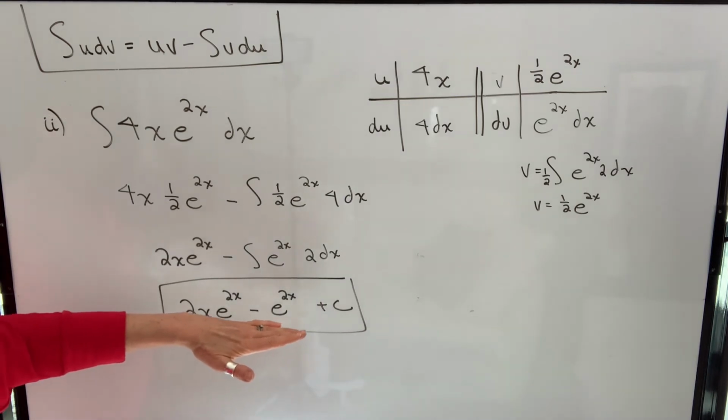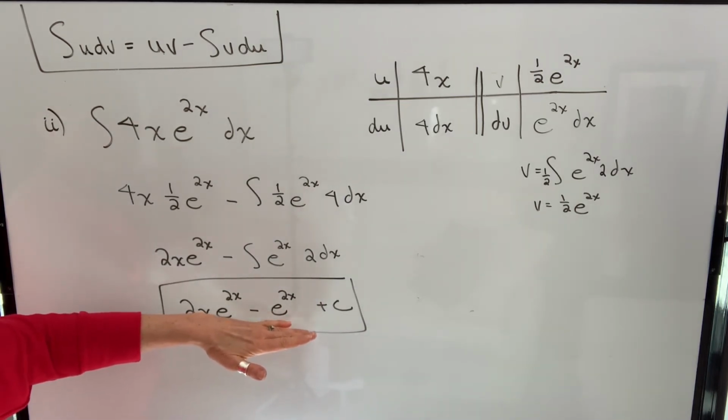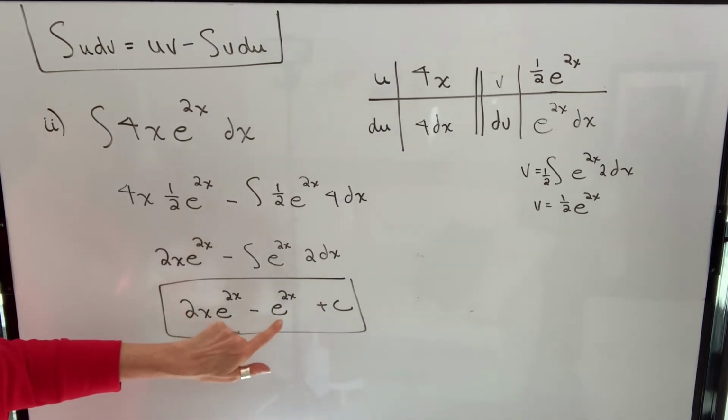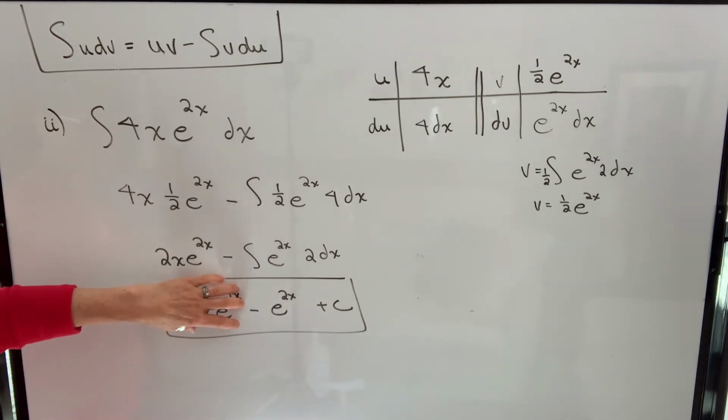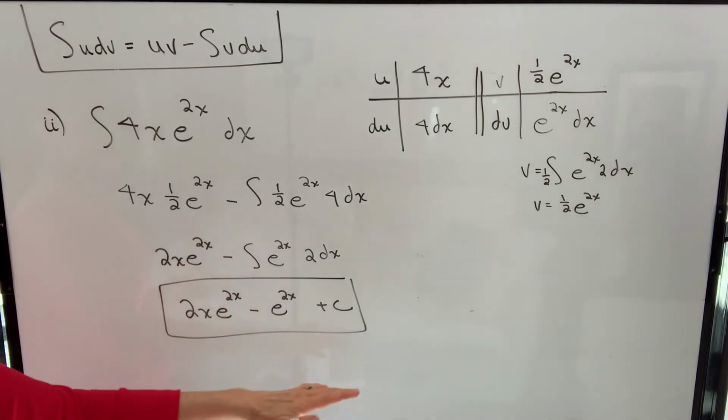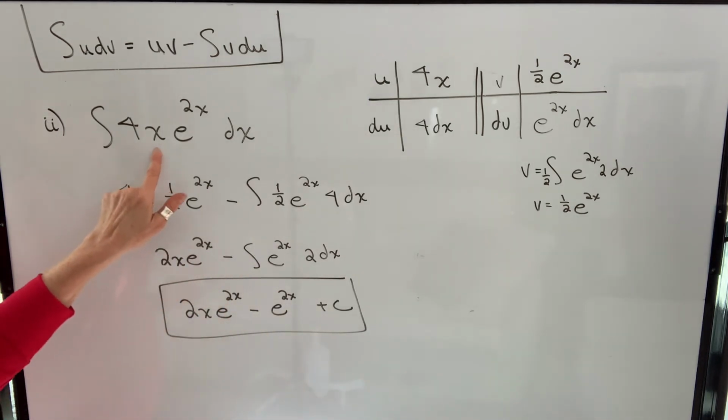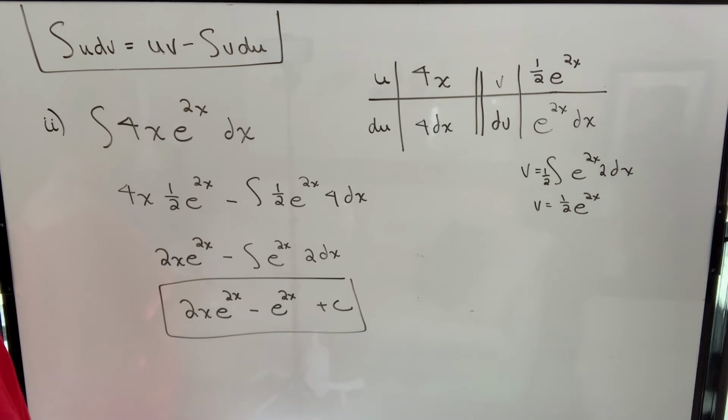You can always check to see if we integrated this correctly by differentiating this. And in order to differentiate it, we'd have to use the product rule on this first term. But once you did the derivative and simplified, you should end up with 4x e to the 2x.